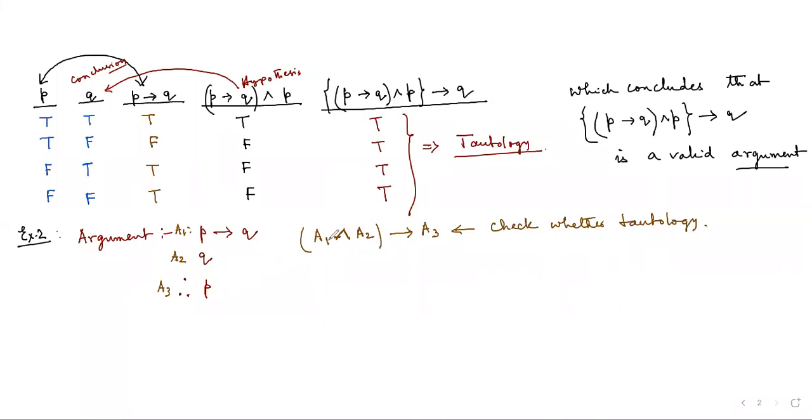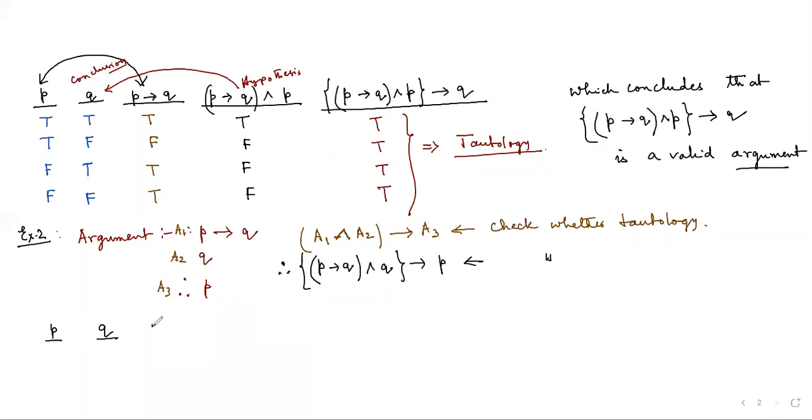Now, according to that, I need to check that P implies Q and Q, they together imply small p. So we need to check whether it is a tautology or not. First of all, I'm going to write the argument statements P and Q.